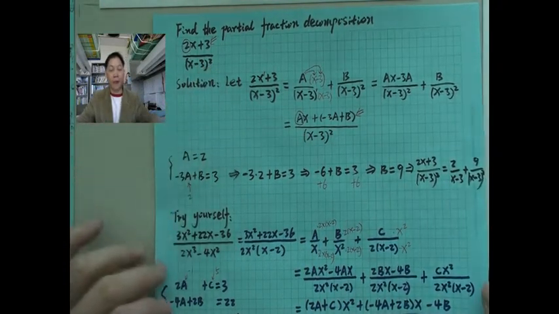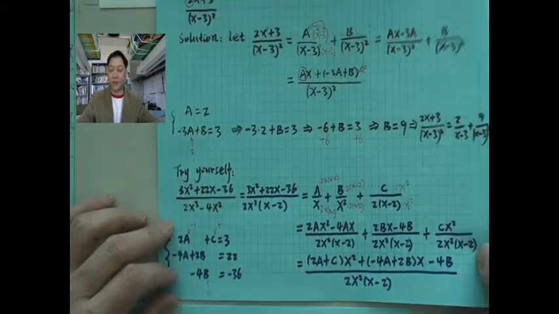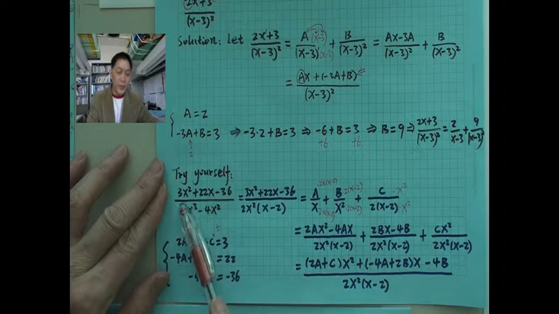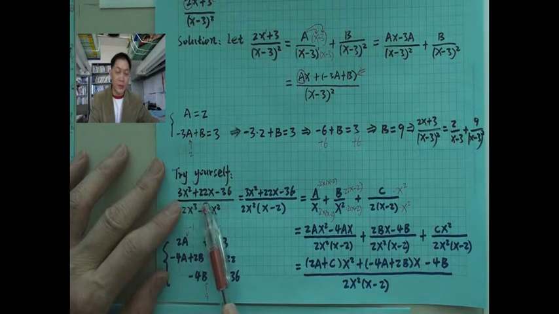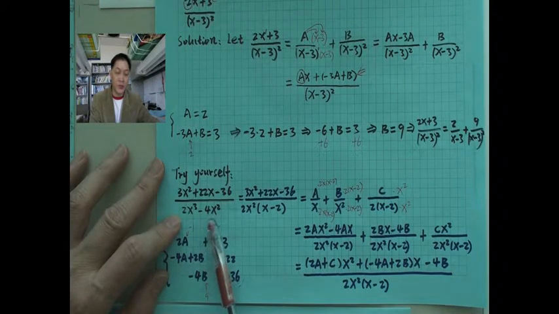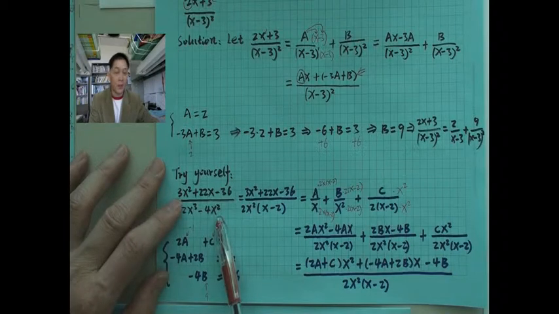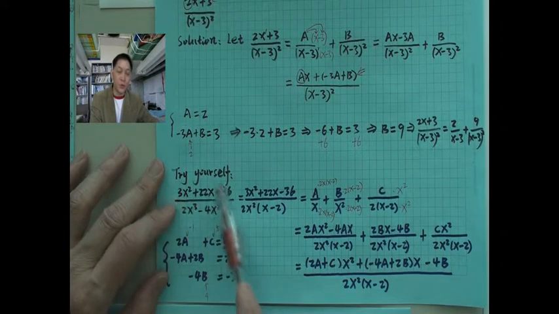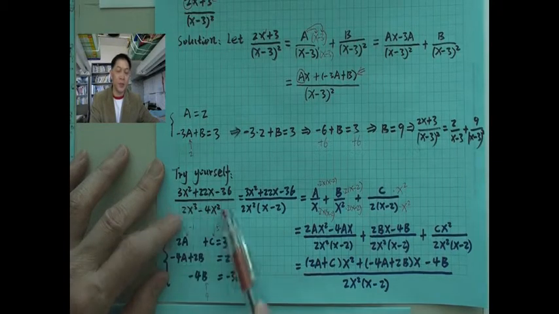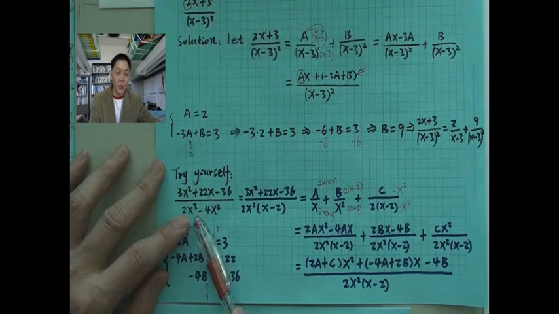Okay, now here is try yourself. Again, I will give you the hint. The numerator is 3x squared plus 22x minus 36. The denominator is 2x cubed minus 4x squared. Again, here the degree is 2 for numerator, which is 1 less than the degree of the denominator. Denominator has degree 3.